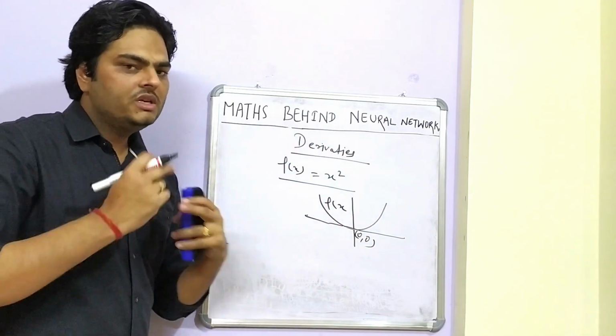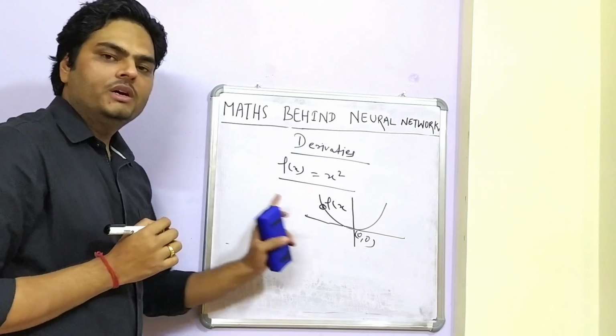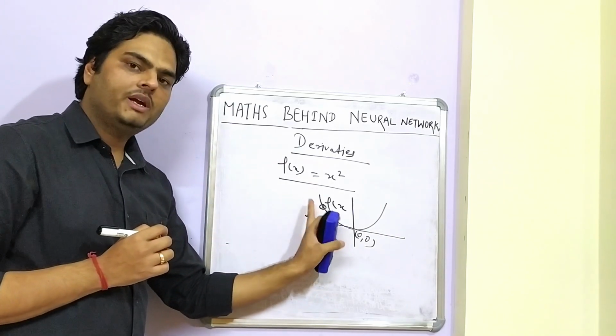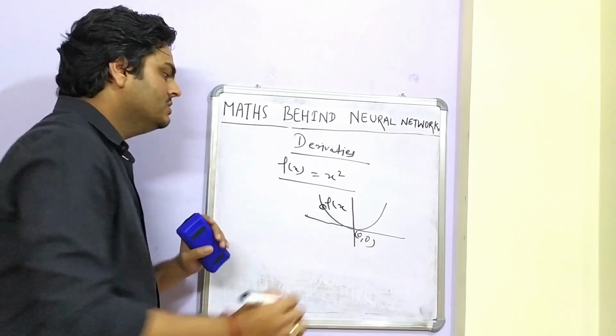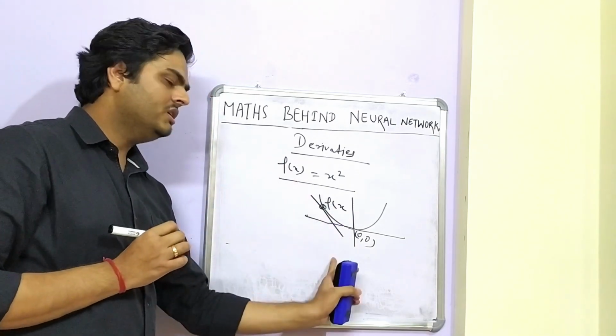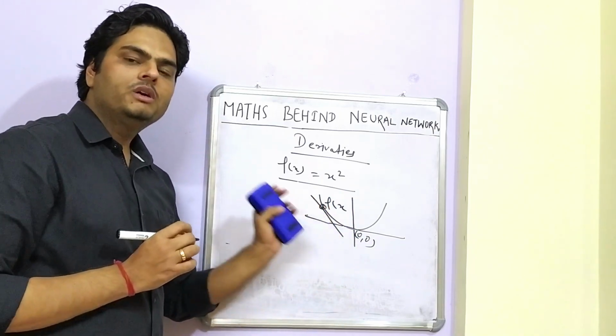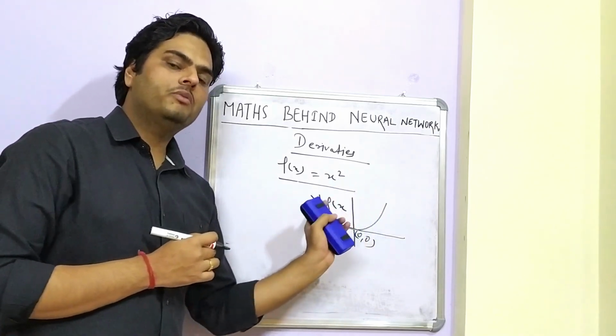Now what is the derivative of this curve at this point? For example, the derivative of the curve at this point is nothing but the slope of the tangent drawn at this point. So this is the tangent. The slope of the tangent drawn at this point is called the derivative of this curve at this point.